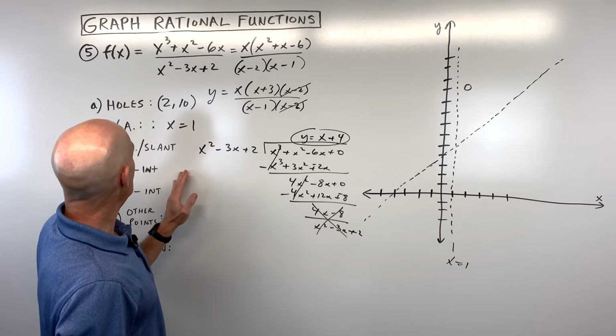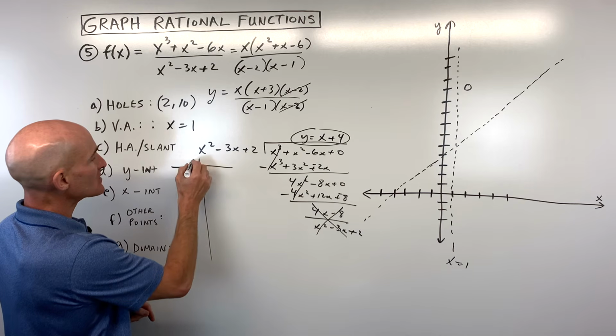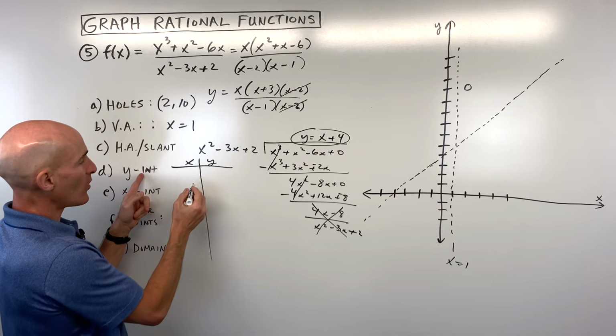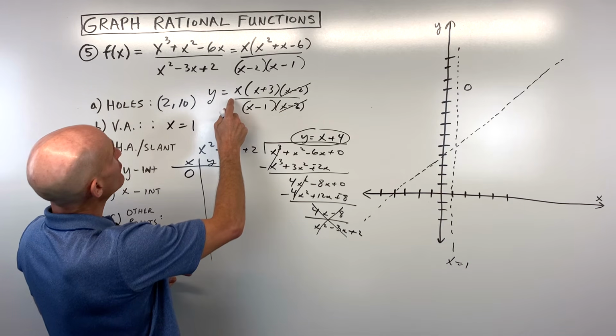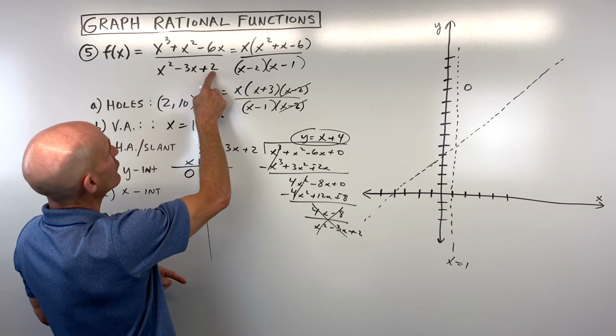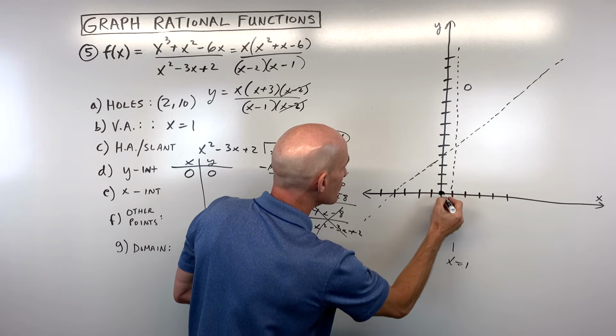Now, let's analyze our y-intercept and our x-intercept. So what I like to do is make a table, and you set the opposite variable to 0. So if I want the y-intercept, I put 0 in for x. If I put 0 in for x, you can see I'm going to get 0 over 2, which is 0. So that means it's going to go right through our origin here at 0, 0.